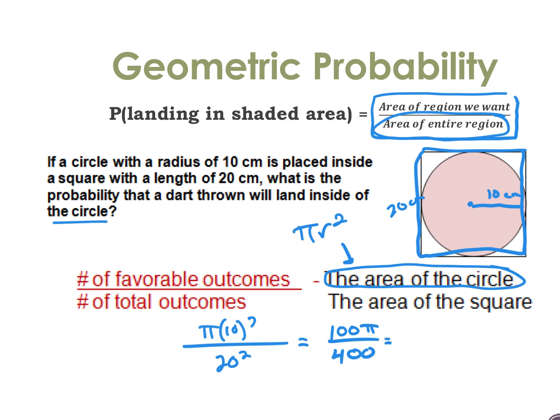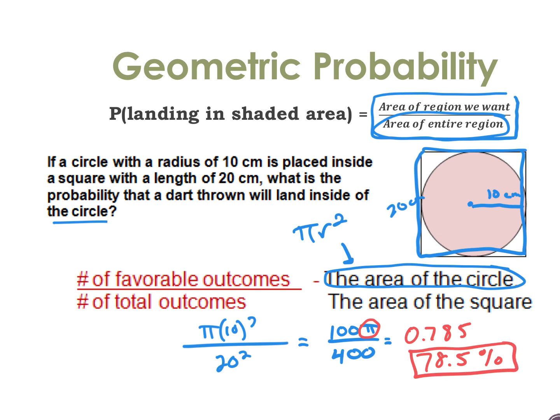400. We can use our calculator now to figure out the percent of that happening, or the fraction that it could be, but this one's going to be a little difficult because we have pi involved, so we're only going to come up with the decimal or percent here. So if you do this on your calculator, you're going to end up getting 0.785 as a decimal, and so that's about a 78.5% chance of that happening.